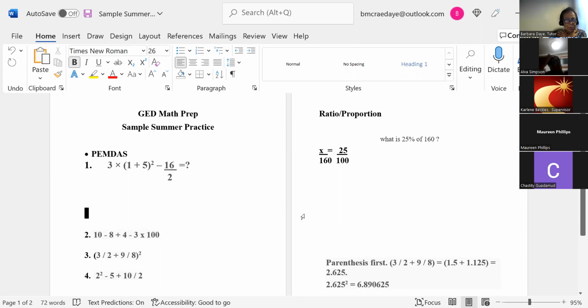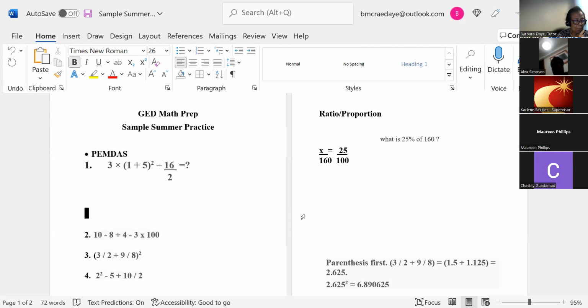Chastity, are you there? Parentheses, exponent, multiplication, division, addition, and subtraction. Just remember multiplication, division, you go left to right. So if division happened to come before multiplication, it's okay because you're going from left to right. Okay, and the same with addition and subtraction.